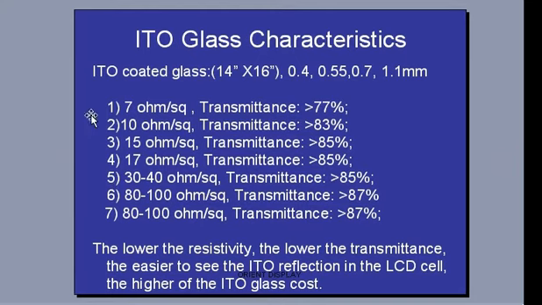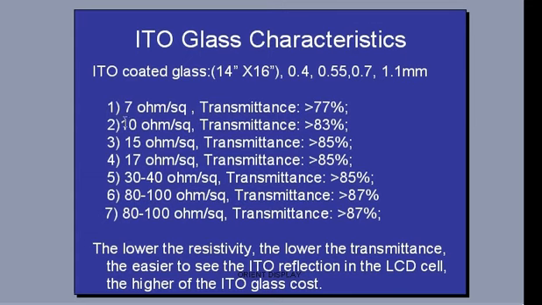From this table we can see the ITO coated glass. Normally in passive LCD, we use 14-inch by 16-inch. That is a pretty standard industrial glass substrate. For passive LCD, we have 0.4, 0.55, 0.7, and 1.1 millimeter thickness. But for TFT, because it is a pretty big display, we use a very thin ITO glass. Normally we use 0.3 or even thinner glass.